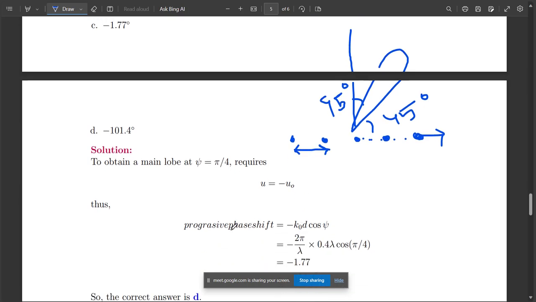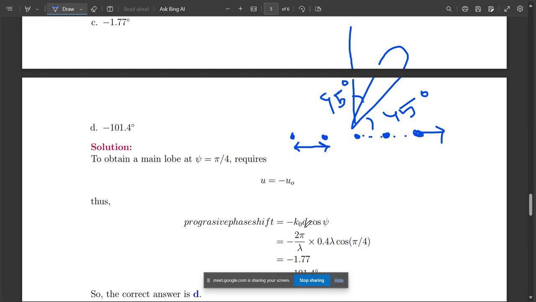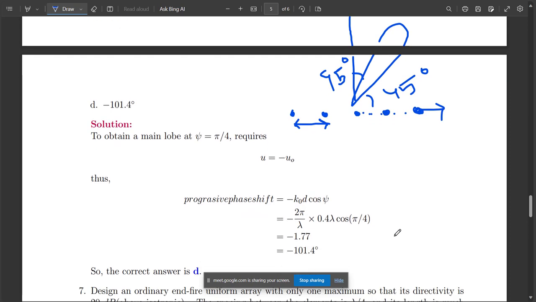Now the progressive phase shift can be written as minus k naught d cos psi. Now d is given to you, k naught is the free space wave number, which is 2 pi by lambda, and psi here is pi by 4.